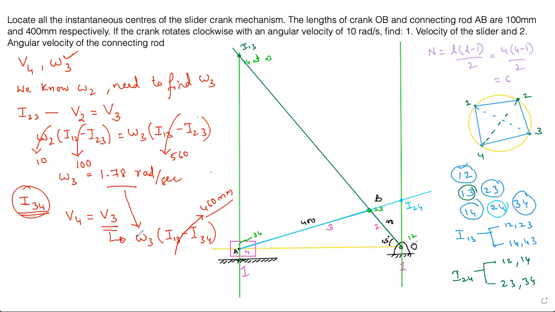Convert it into meters. Omega 3 is 1.78 into 0.46, and you will get the answer. What is the velocity of the slider? The velocity of the slider is 0.82 meters per second. Done. So this way you can solve these types of problems. Okay, then thank you guys.